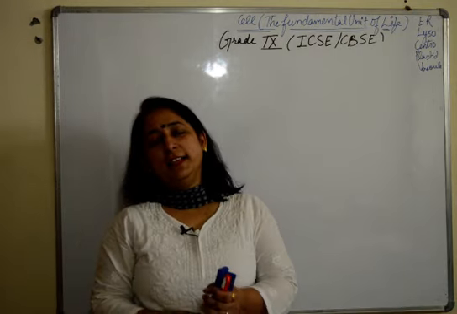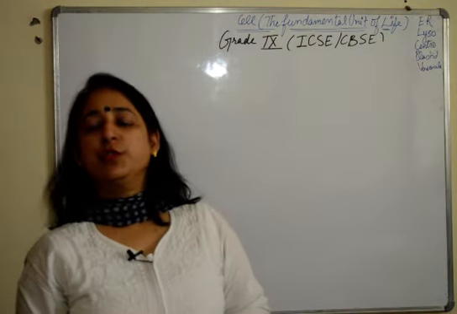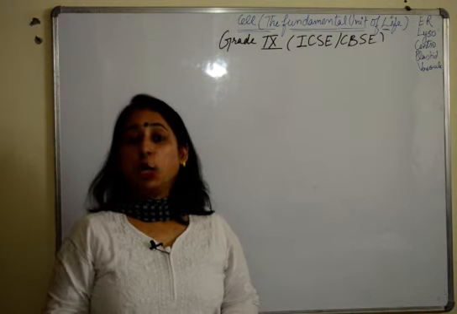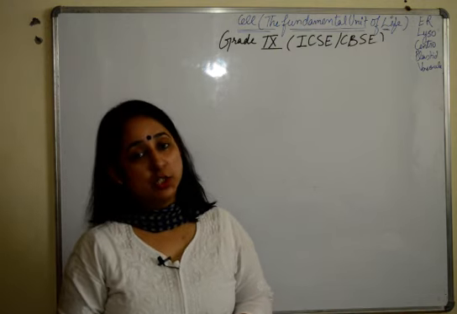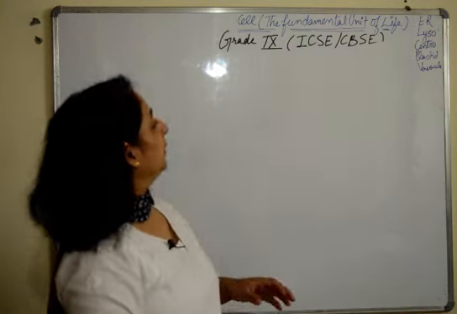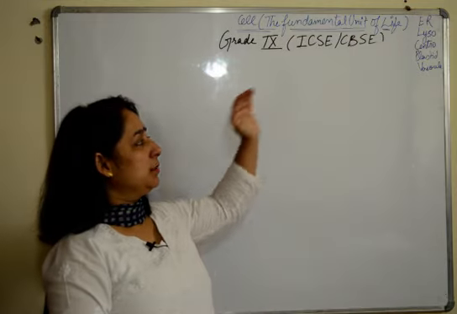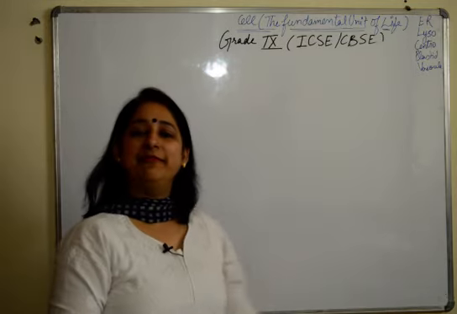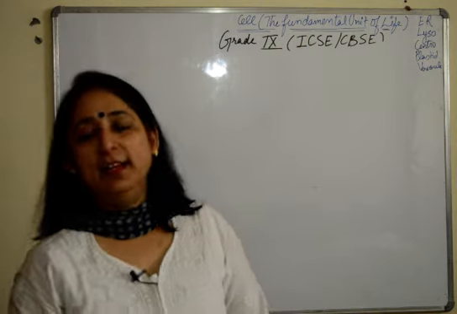Hello everyone. This video is in continuation to the videos for grade 9th. We are talking about cell organelles. We have started the first chapter. So in this video, we'll be talking about endoplasmic reticulum, lysosomes, centrosomes, plastids and vacuoles in detail.